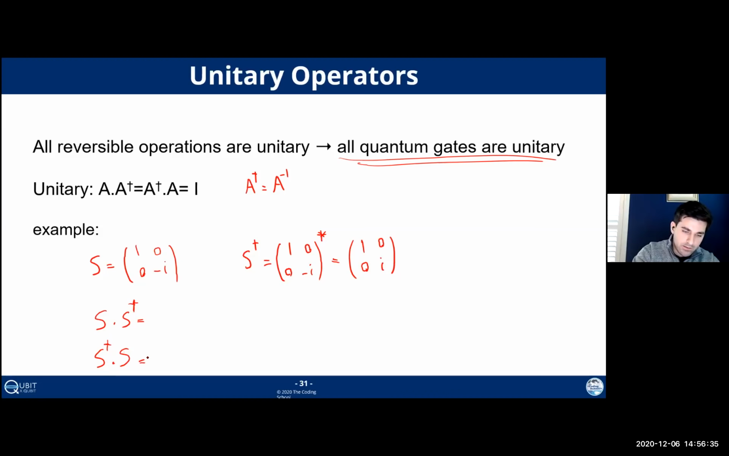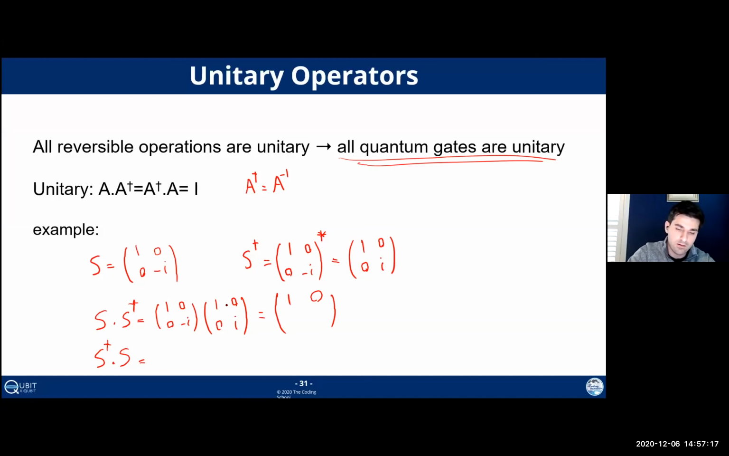Okay, so let me start by writing these down. S is 1, 0, 0, minus i, and S dagger is 1, 0, 0, i. So let's see. First, let's look at the top left element. I have to multiply these two rows and columns, and I get a 1 up here. Now top right, which means that I will need to do top here, right here. I get a 0 here. It's 0 times 1, and I have i times 0. Both of them are 0.